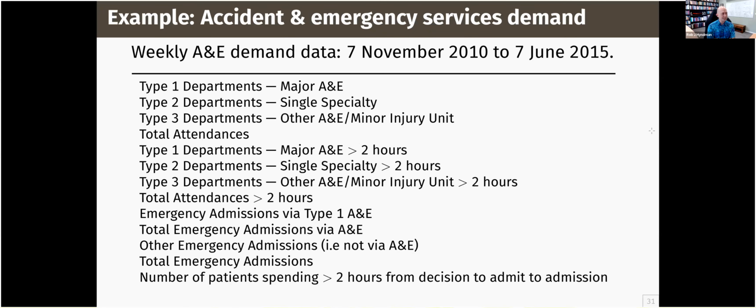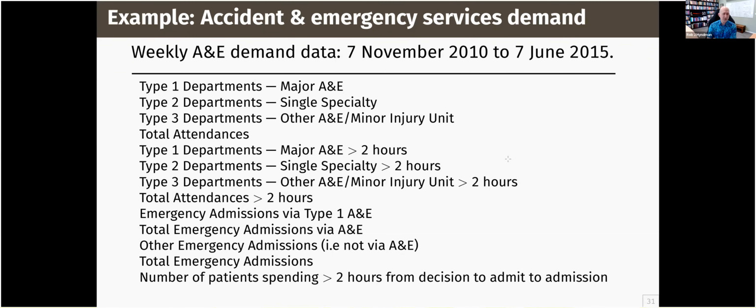I've got weekly data, and this is on accident and emergency services demand in the UK. So I've got data from November 2010 to June 2015, and I've got different types of aggregations here, different types of series, and I'm not going to worry about the cross-sectional aggregations here. I'm just worried about the temporal ones. So think about all of these different series, and we're interested in forecasting at different levels of aggregation, so weekly, or maybe monthly or annual.